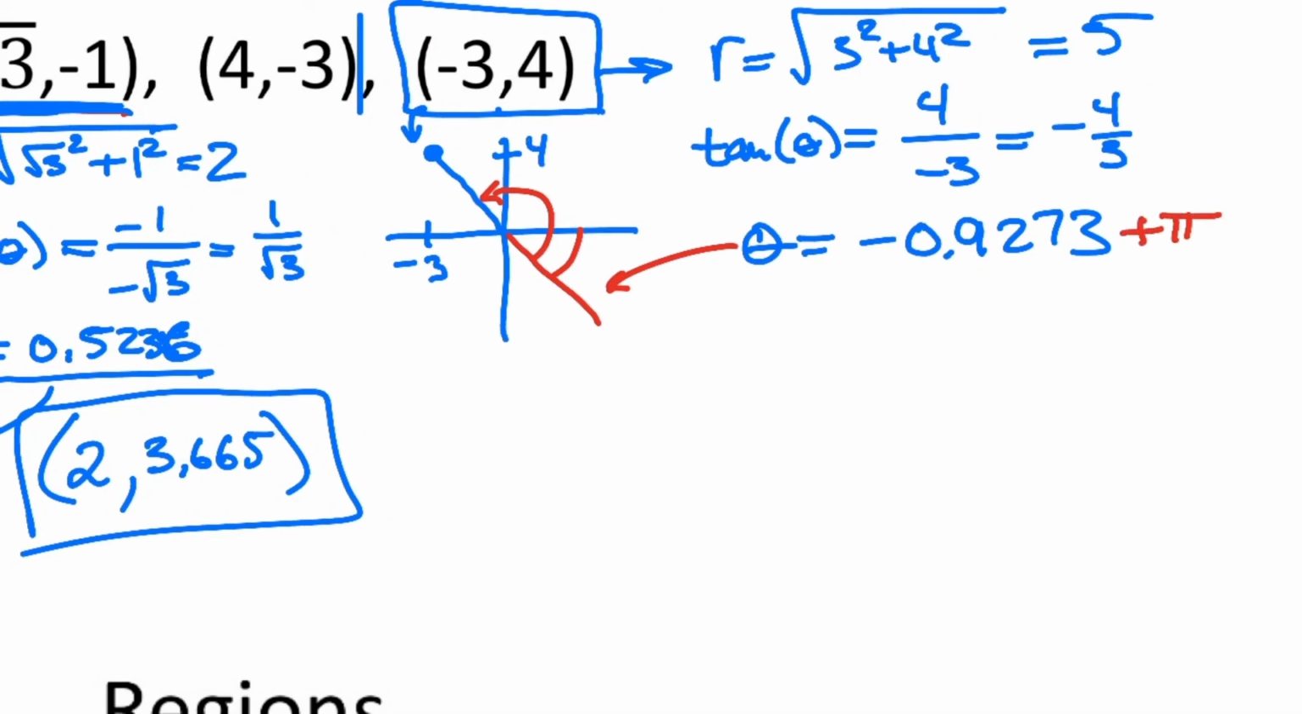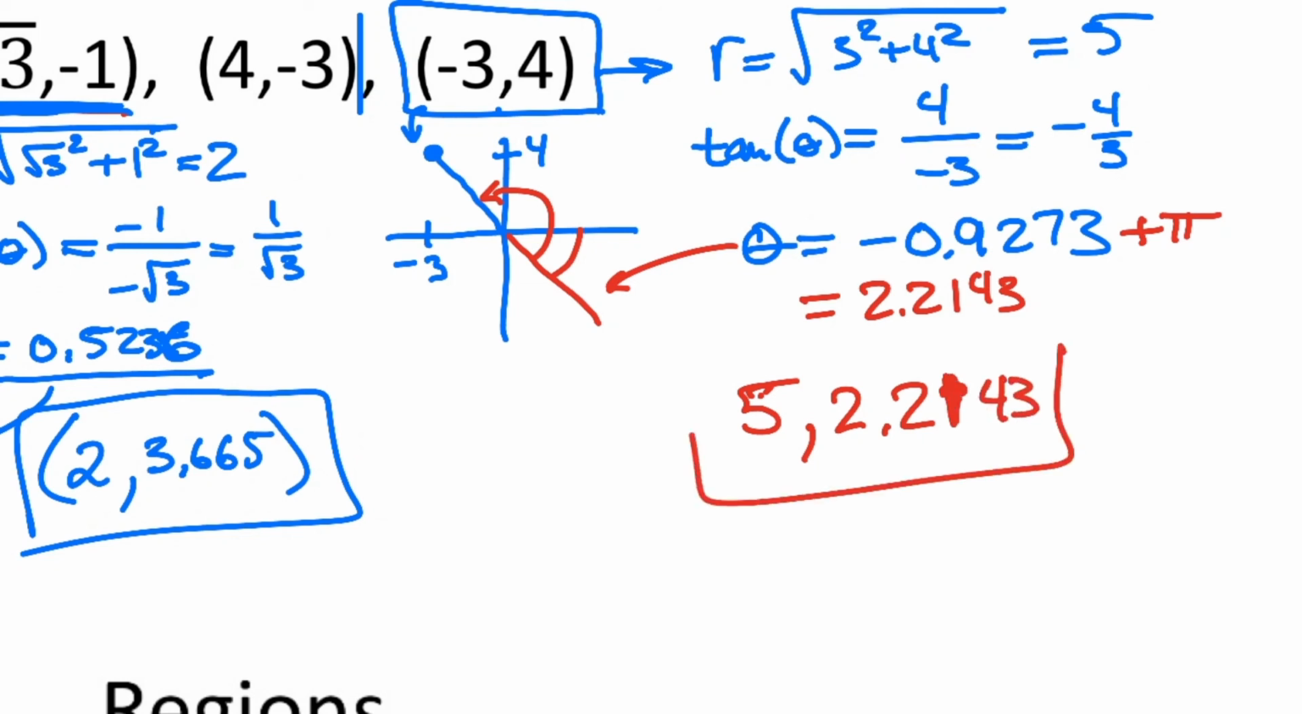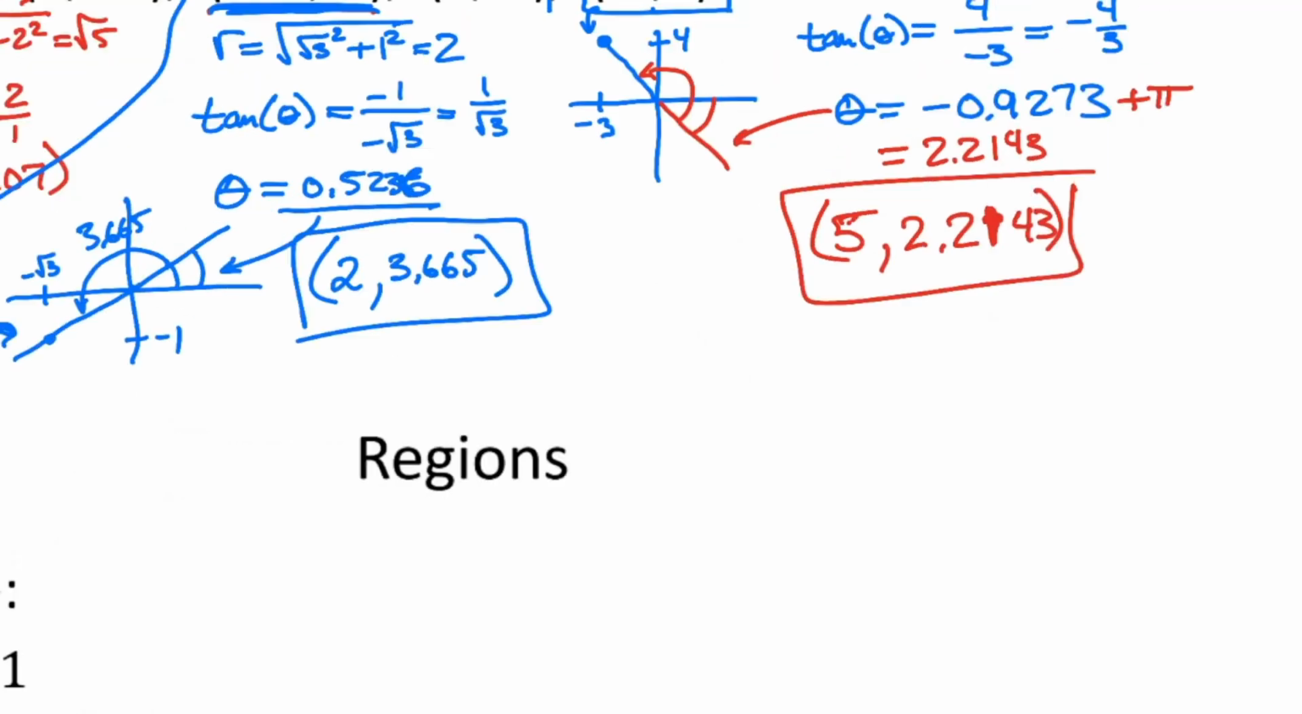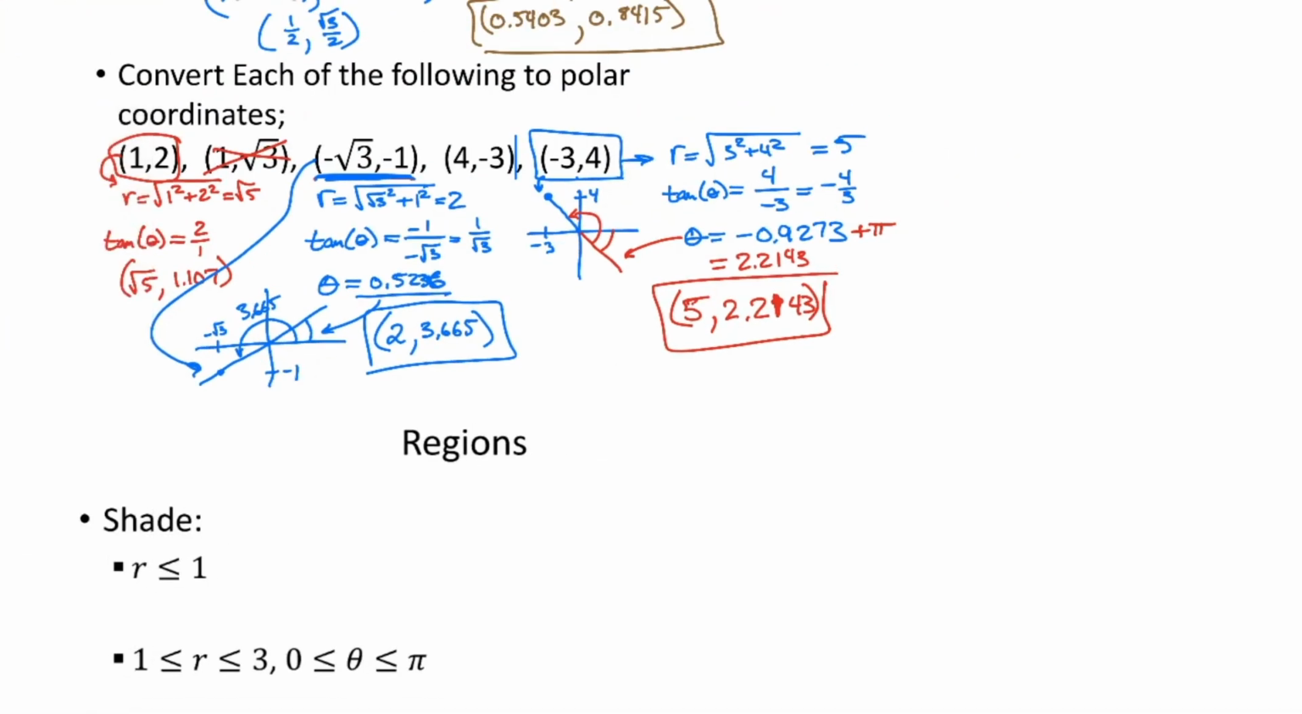So what I really want is I want to add pi to this. I'll do it on my calculator since I've still got this here. And so my actual angle is 2.2143. So my correct answer is R and theta. There we go. Oops, put coordinates around it. Okay, so we'll pause, and then in the last video, we'll just take a look at some regions and other conversions.